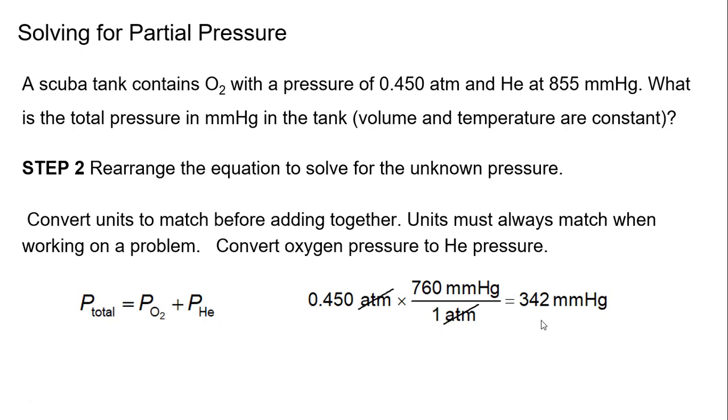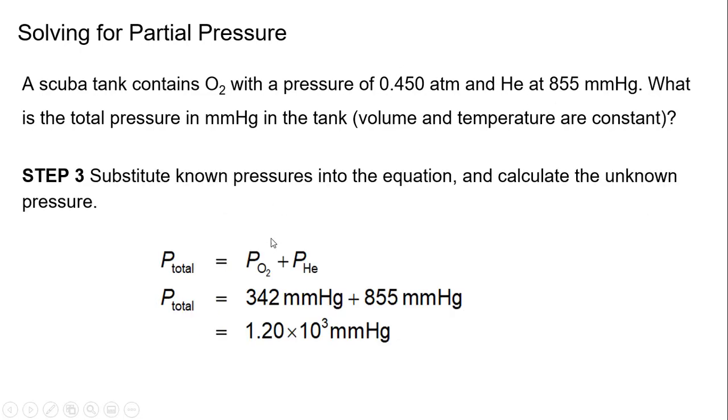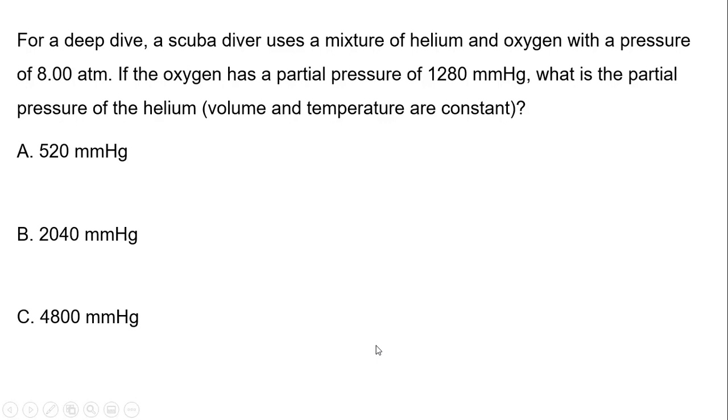So now we can take this and substitute it in where the partial pressure is here, and we can take the value for helium and add these together. And we end up adding them together, and it gives us our total pressure that's in the tank. So these are not too bad.